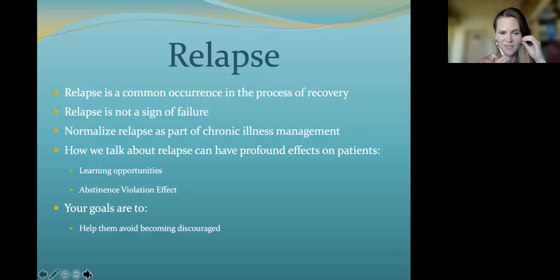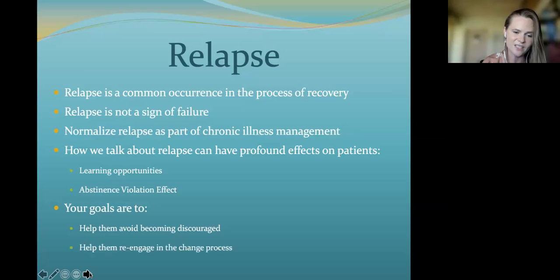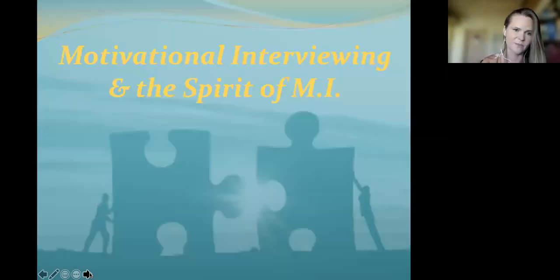I had a patient once describe this as don't let a slip become a snowball. And that's pretty much the phrasing that I use all the time for patients now, because I think that's a really good imagery to use to say, you can stop it while it's small. You don't have to let it turn into this big thing. You don't have to go all the way back to pre-contemplation. So again, your goal here is to avoid them becoming discouraged and help them re-engage in the change process, ideally closer to where they were than going back to pre-contemplation if possible.